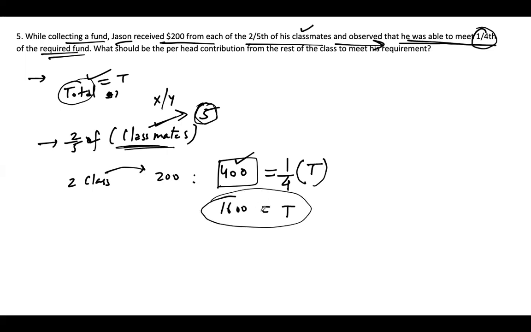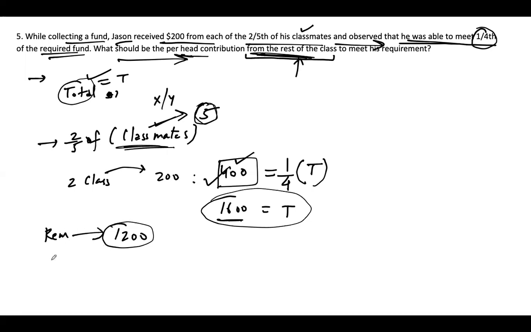So out of this 1600, he has already collected 400. So how much is the amount that is left? 1200. Now, what is the question asking? What should be the per head contribution from the rest of the class to meet his requirement? From the rest of the class, please do not miss this. Please don't do 1200 divided by 5. This is the amount remaining.